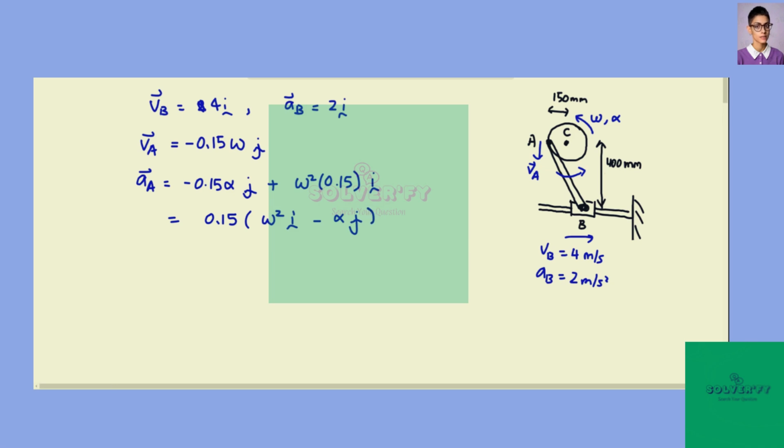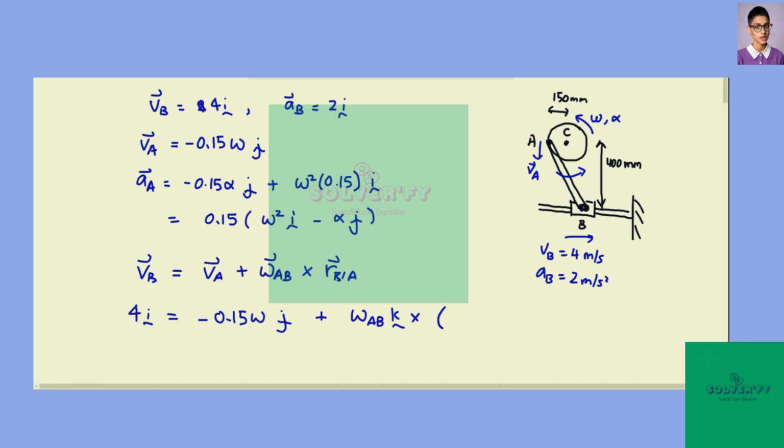Okay, so VB is equal to VA plus omega AB cross r B relative to A. That means we have 4i is equal to minus 0.15 omega j plus omega AB k cross the position of B relative to A, which is equal to 0.3i minus 0.4j. Okay, so let's continue.